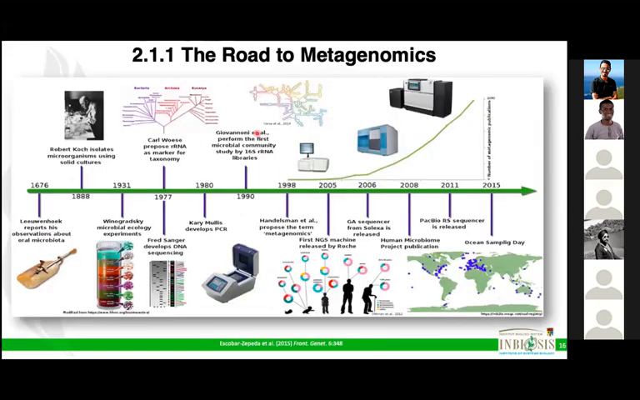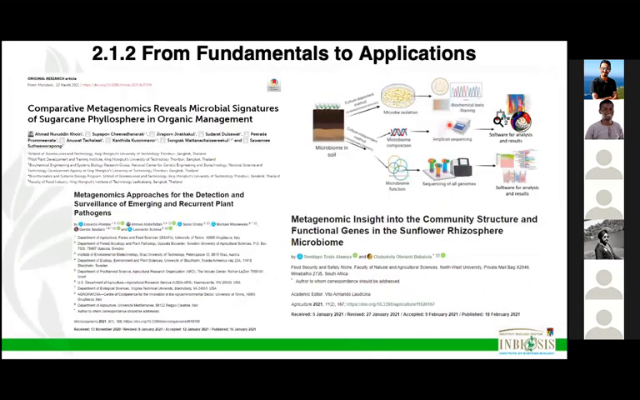And the road to metagenomics has come a long way since the establishment of microbiology with the invention of the microscope. It all shot up because of NGS, which allowed culture-independent identification of microbes. And suddenly we realized there are so many microbes out there. Metagenomics is nothing new anymore, but now it's all moving from fundamental to application.